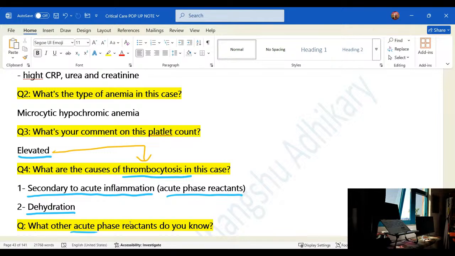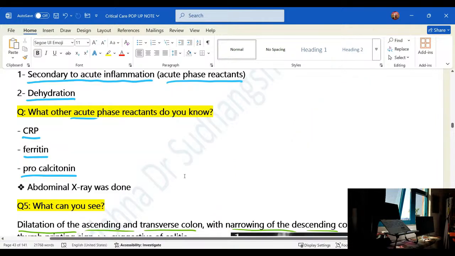What is your comment on the elevated platelet count? It is secondary to acute inflammation, because platelets are an acute phase reactant, and secondary to dehydration. Investigations: CRP, ferritin, and procalcitonin.